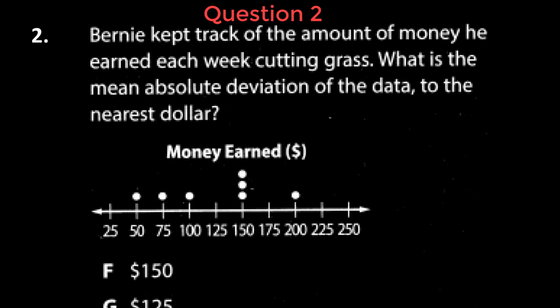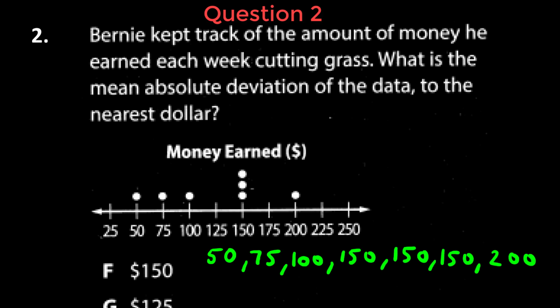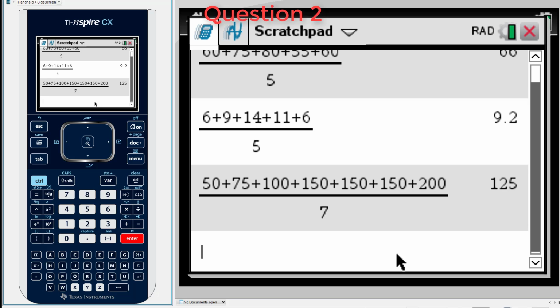The second question also asks us to find the mean absolute deviation, but the data is given on a dot plot, so we will list the data points first. Then we will find the mean, or the average, of these numbers. Averaging these 7 numbers, we get the mean as 125.